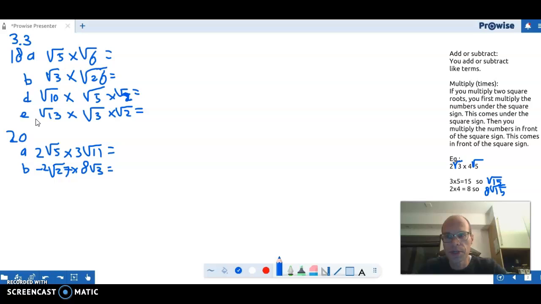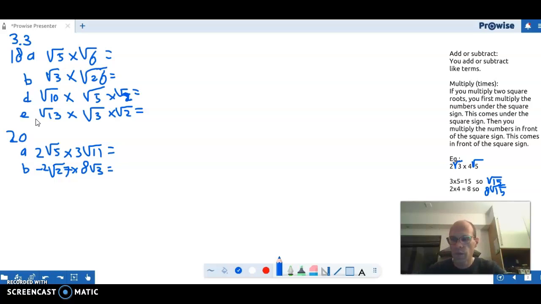multiply or times. Just to remind you, with add or subtract, you need to add or subtract like terms, and that's if there's a plus in between. Now there's a times in between, a cross in between. And what can we see, and what is the rule? Well, if you multiply two square roots, you first multiply the numbers under the square sign. This becomes the number under the square sign, and then you multiply the numbers in front of the square sign. This comes in front of the square sign.